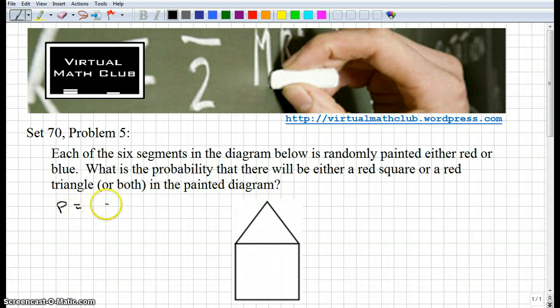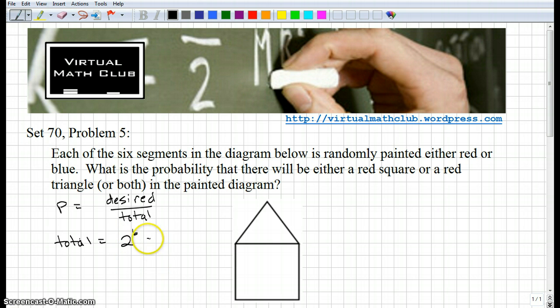So probability is the number of desired outcomes over the total number of outcomes. Okay. And the total number of outcomes for this diagram, we have 2 choices for every segment, right? And we have 6 segments. So the total number of ways that we can paint this diagram is 2 to the 6th.